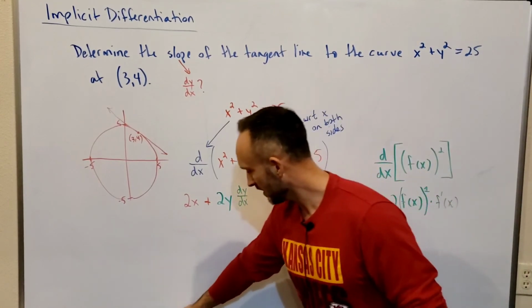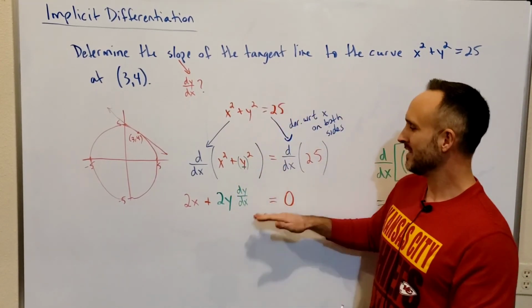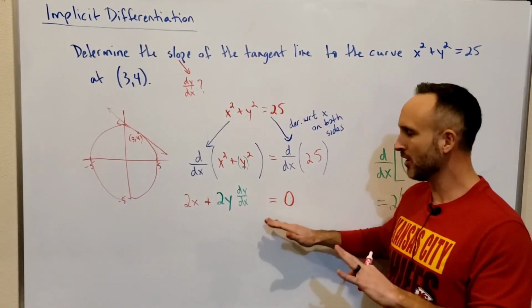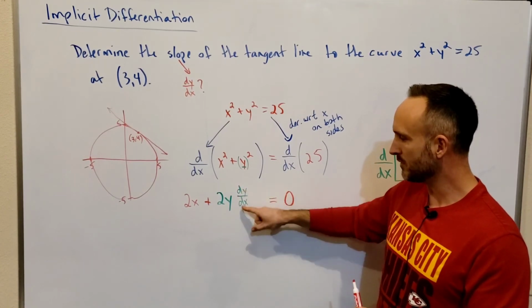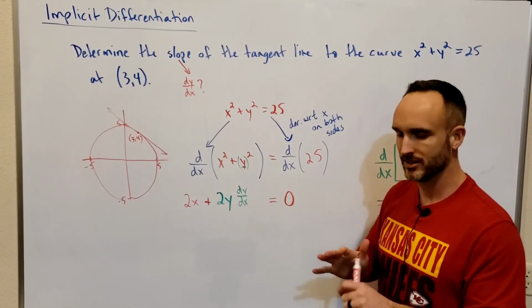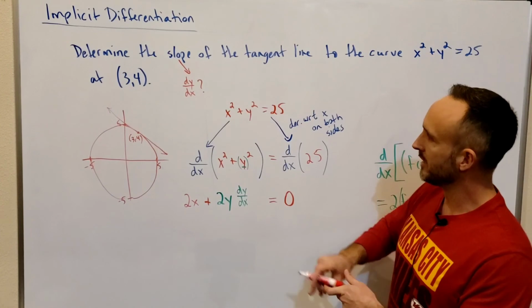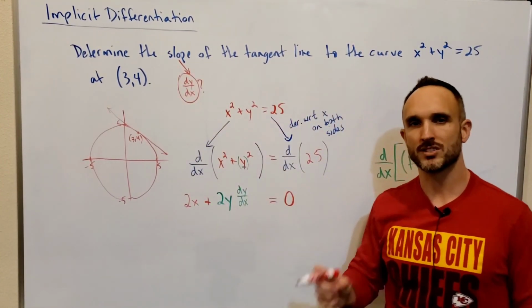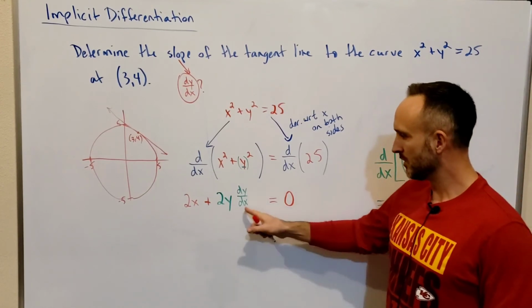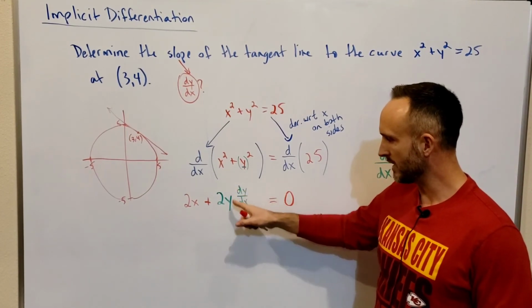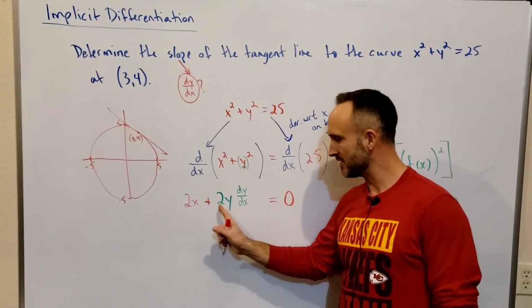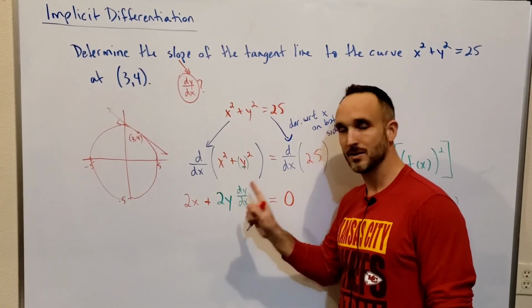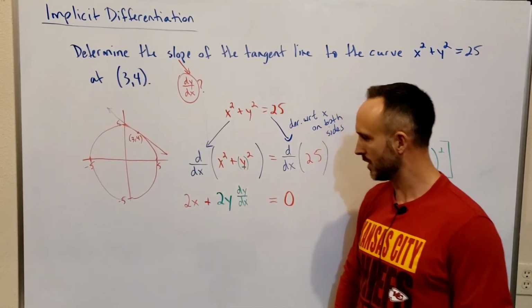Okay? So now we have this differential equation. In other words, we have an equation that involves a derivative. Okay? That's all that is. And the goal here is to figure out what dy dx is. Right? What the slope of the tangent line is. So now we're going to solve for dy dx. And notice that this is 2 times y times dy dx. So don't let that throw you off.